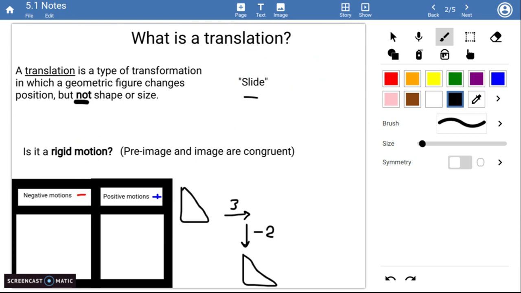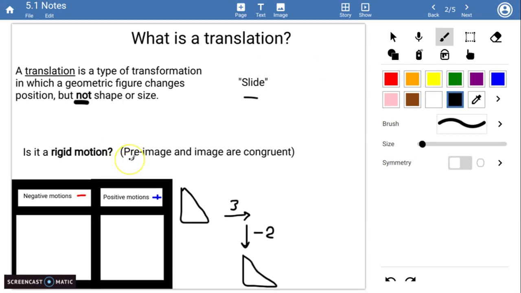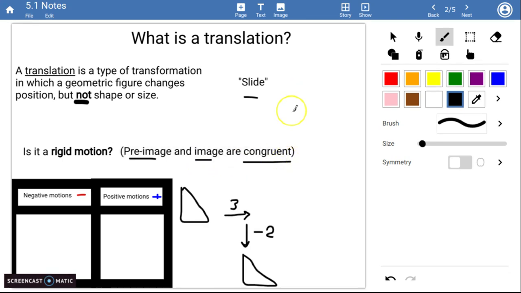So is it a rigid motion, meaning the pre-image and the image are congruent? Well, if it's not changing shape or size, then yes, it will be a rigid motion. I'm going to ask this question for all 4 different transformations in this unit, and you'll see what it is.